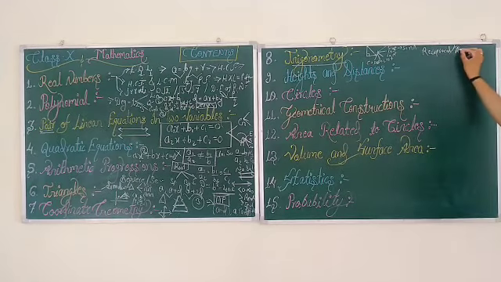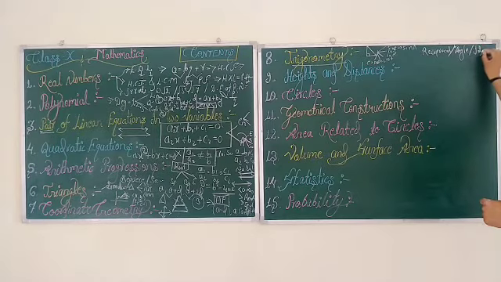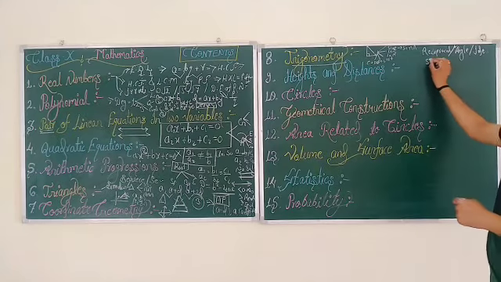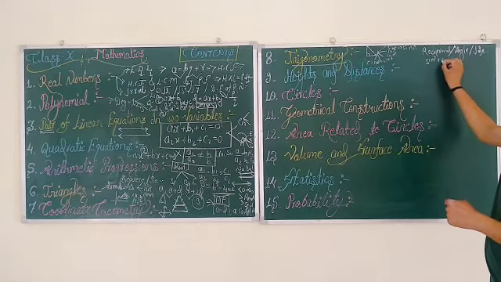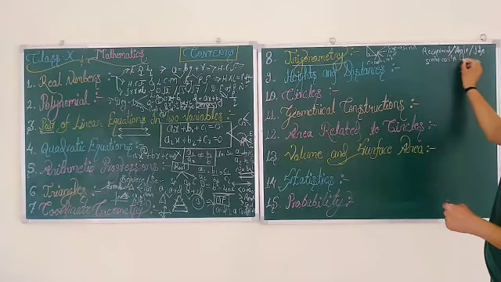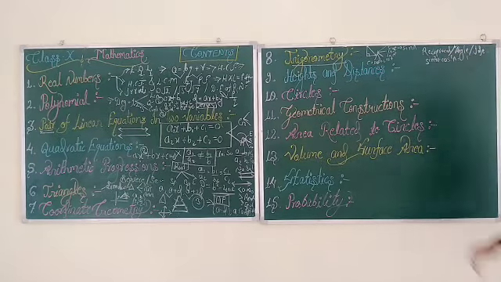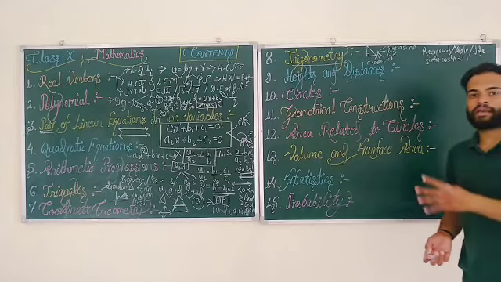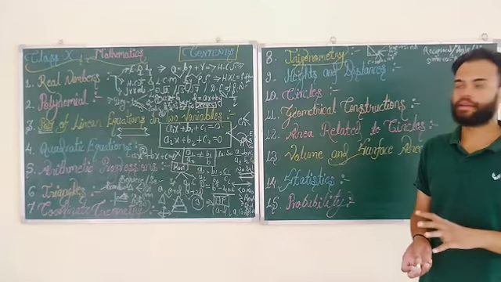You also study the relation of their angles, and also the identities of trigonometry, like sine square theta plus cos square theta equal to 1. And two more identities; we also make some more identities by using this identity.